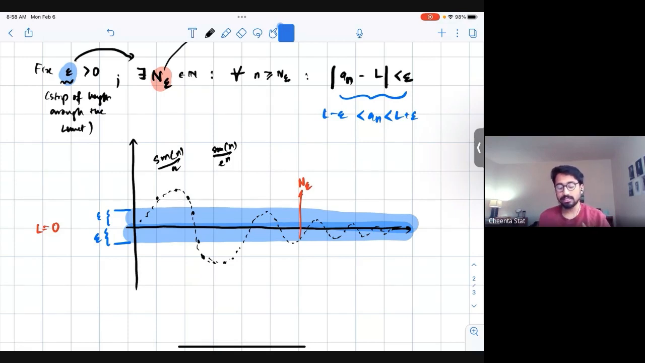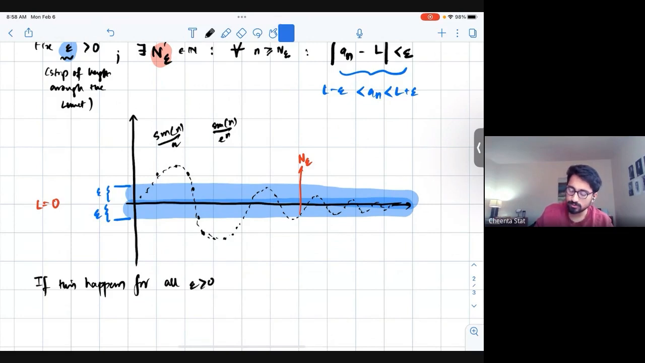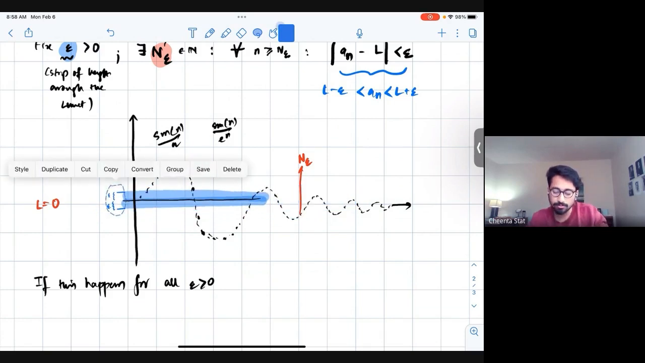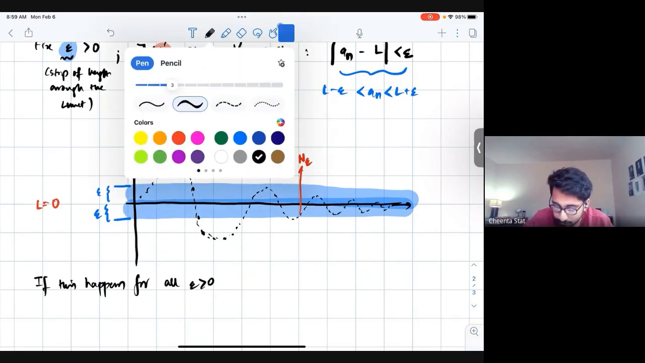Now, what it's saying is that if this happens for all epsilon greater than 0, that means however small you make this, still it should happen. Then epsilon will change if you make it smaller. It will probably go to here next. But after that point, it will be happening.